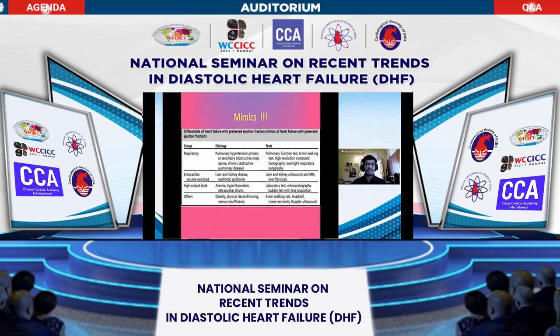Now, there are mimics. Obviously, there are respiratory mimics, especially PAH and COPD. There are liver and kidney mimics. There are patients with high output states like anemia and extracardiac shunts. And obviously, obesity is always on the list.